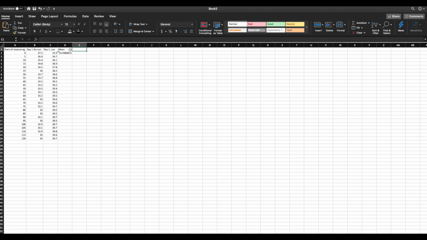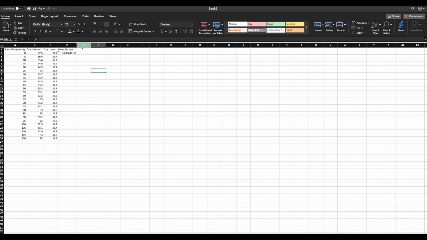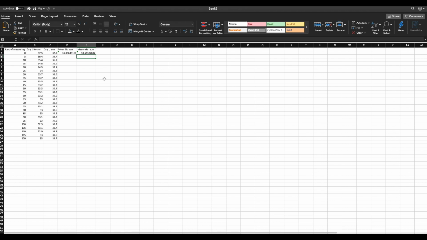Okay, so I'm going to label that as no sun. And then for with sun, you can do the same thing. Let me just move this here. So mean with sun, same thing. You just put an equals to, average, click on it, and then select the data that you want to take the average of. That's going to be for 60 to 120 minutes of the data with sun. When you hit enter, you get that as the average value. So you can use these two values to figure out whatever you needed in part 1B. That's where I got those values from.